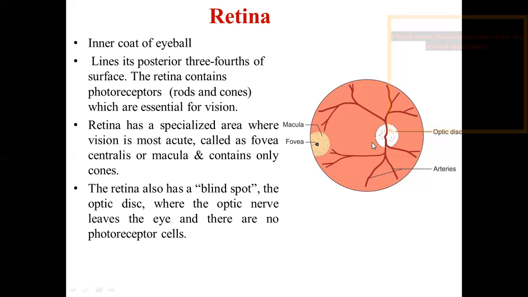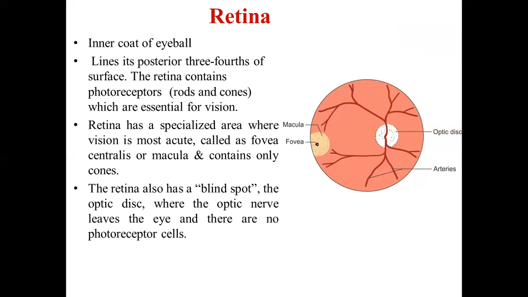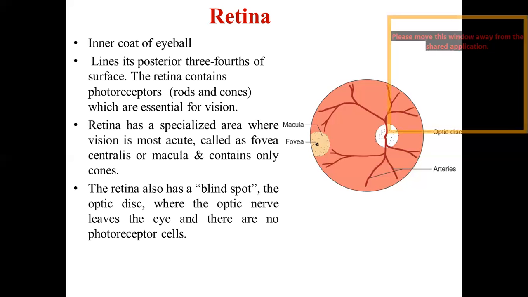It also has a blind spot, the optic disc, where the optic nerve is leaving. So there are no photoreceptor cells here. So in the region of optic disc, the optic nerve which is formed by the last layer of the retina will leave from here. So optic nerve is the only nerve which is not formed from the neuronal tissue. It goes towards the brain. It is formed by the layers of the retina. So remember this. Rest of the nerves, they are arising from the nuclei in the brain, but optic nerve is formed from the layers of retina.